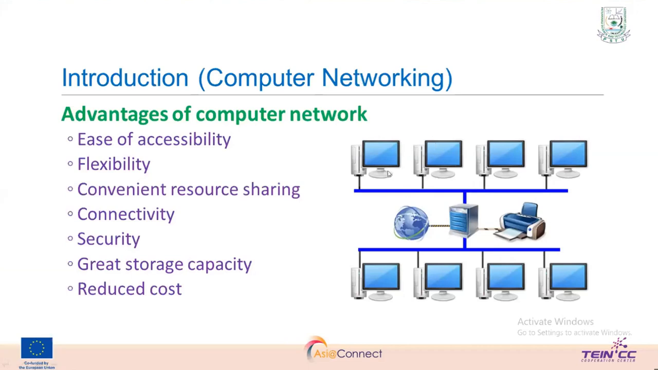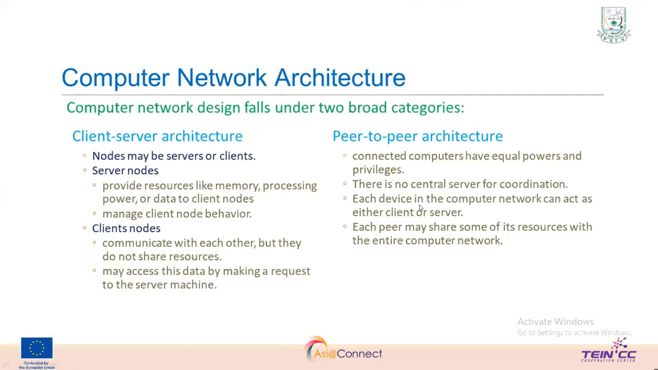There is a model of computer network. Computer network architecture. Computer network design falls under two broad categories. One is client-server architecture, and another is peer-to-peer architecture. So in client-server architecture, nodes may be servers or clients. That means there are two types of nodes or communicating devices. One is called server, and another group is called clients.